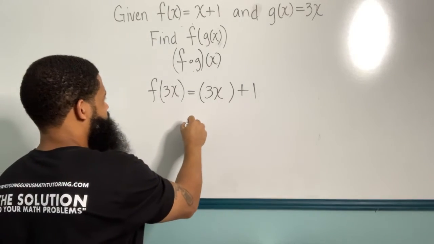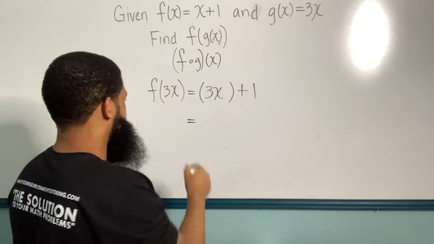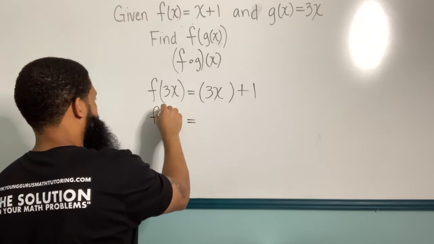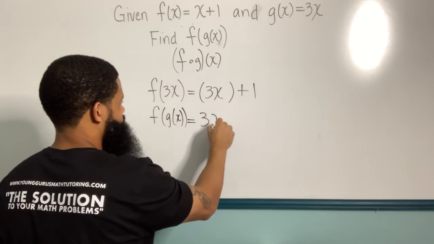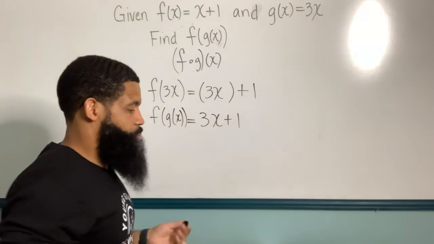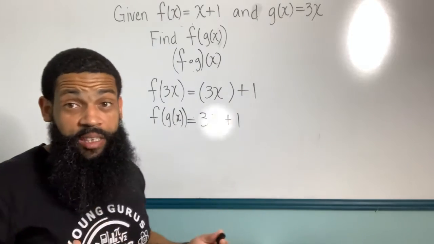Now from here, we just simplify. There's no like terms with the x terms, so there's nothing to combine. So we just simplify right there. 3x plus 1. Okay? That's it.